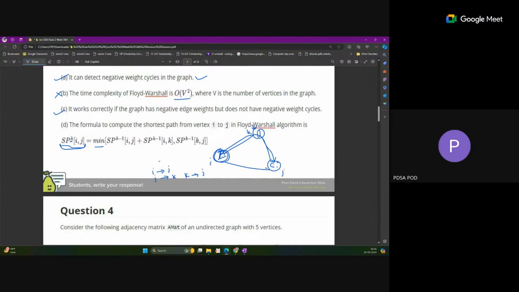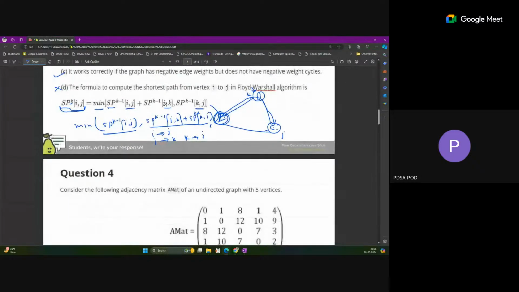So this is the minimum one from the previous result. From the previous result, we directly pick SP K minus 1, I comma K, plus SP K minus 1, K comma J. So this formula is not correct, because the formula should be: on one side SP K minus 1, I to J directly, comma, and on the other side SP K minus 1, I to K, plus SP K minus 1, K to J. Then we pick the minimum. So this should be the correct formula. Here this is not the correct one, so this option D is incorrect.